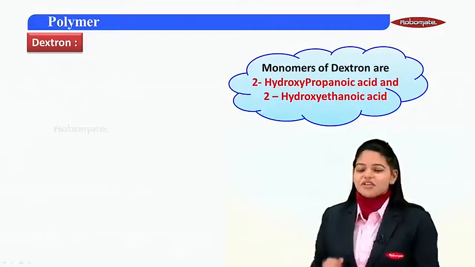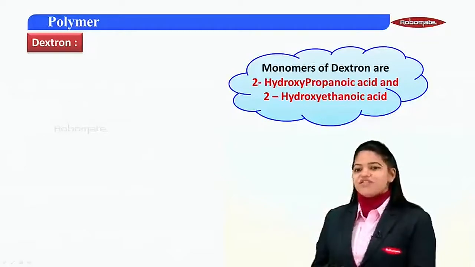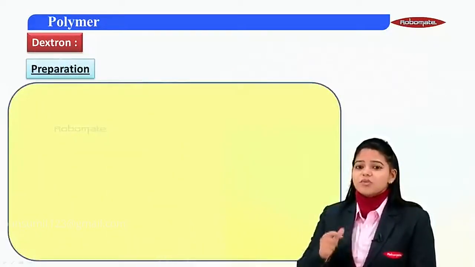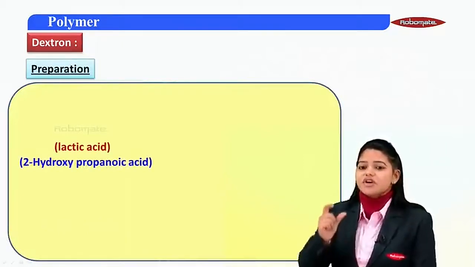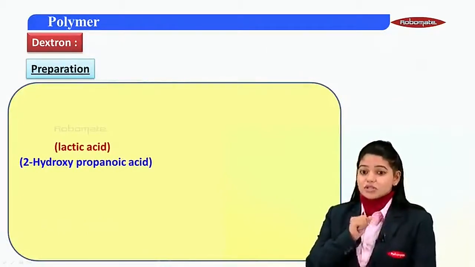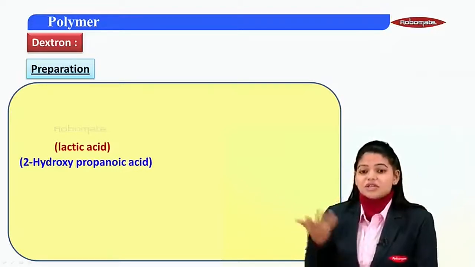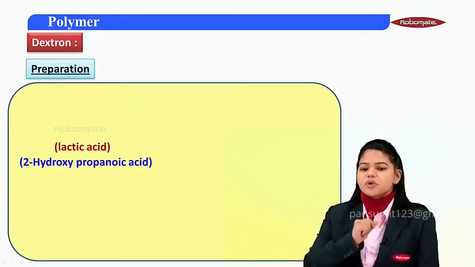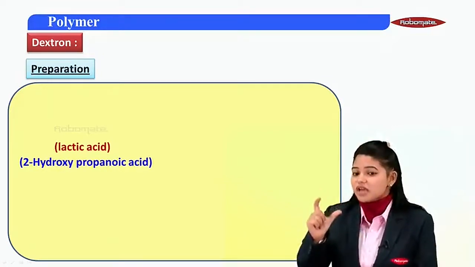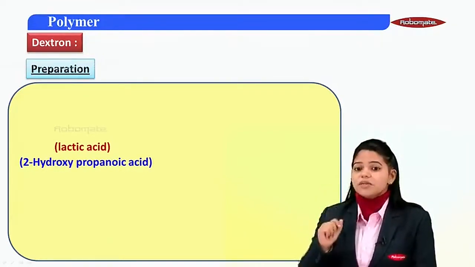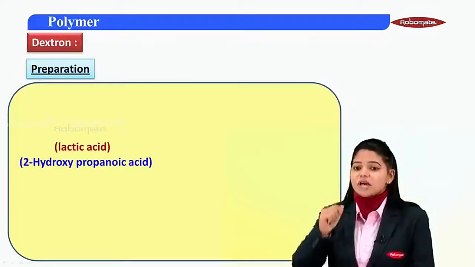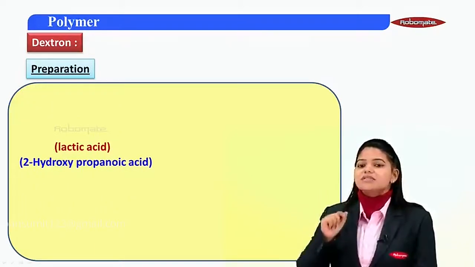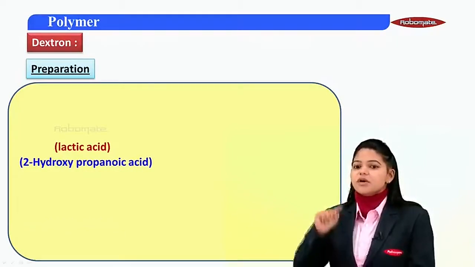Students, we know the monomers, so what are we waiting for? Let us start with the preparation of Dextron. The first monomer is 2-hydroxypropanoic acid, also called lactic acid. In common words we use lactic acid. The structure is a 3-carbon chain in which the first carbon is COOH, a carboxylic group, and at the second position of the chain is an OH group.